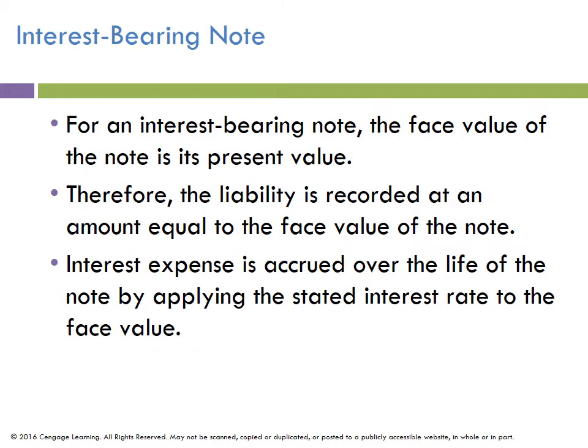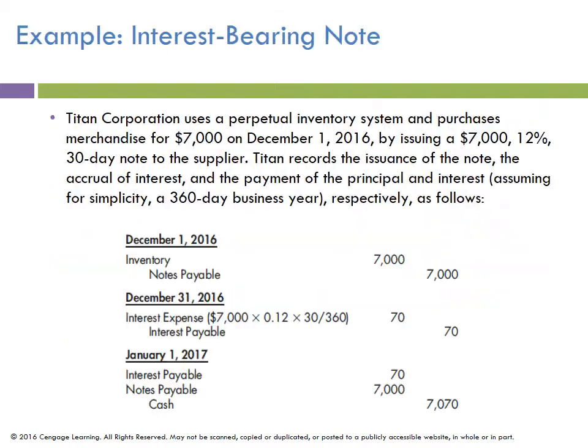For an interest-bearing note, the face value of the note is its present value because you are paying interest on top of that at market rate. Therefore, the liability is recorded at an amount equal to the face. Interest is accrued over the life of the note by applying the interest rate from the note.